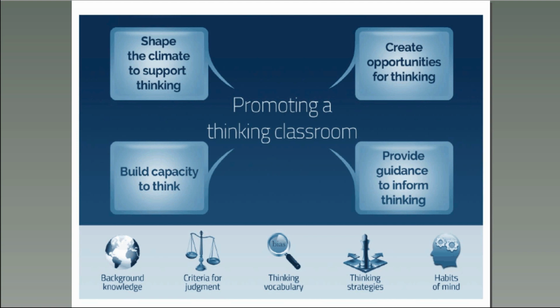For example, a Venn diagram, a rating scale, a pro-con chart. These are all examples of different kinds of thinking strategies. And finally, habits of mind of good thinking.